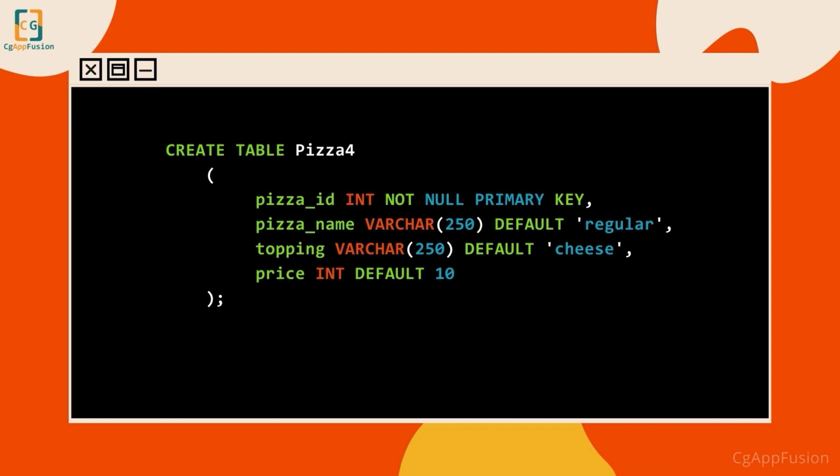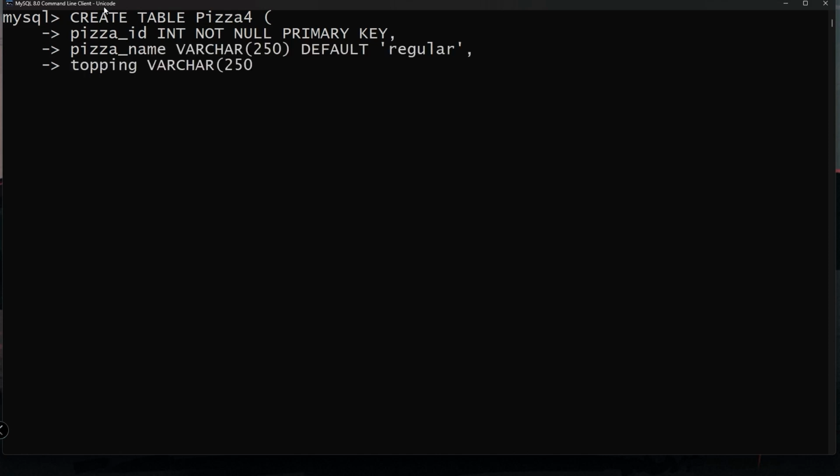Once again, we are going to create a new pizza table where we tell it to create a column pizza ID, which is going to be an int, it's going to be not null, and it's going to have a primary key. Okay, let's do this one together. You can follow along or you can just watch. So let's create our table pizza 4. This time we're going to have the pizza ID column with primary key, and the rest is going to be the same: pizza name, toppings, and price, the last one.